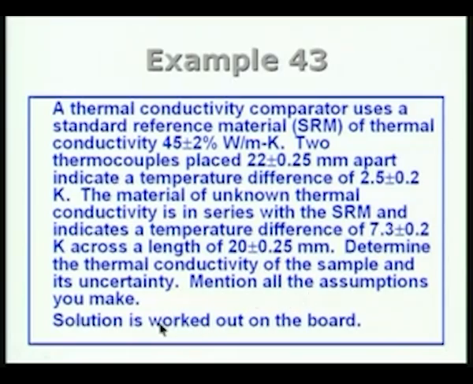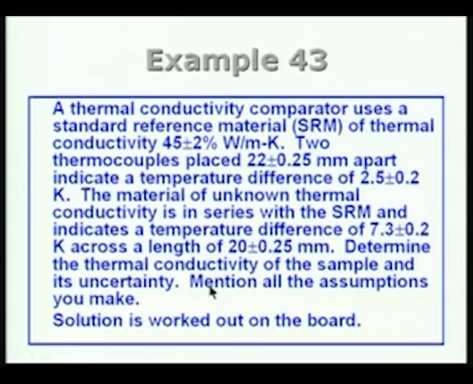All the assumptions you make, you must try to mention them, and we will of course work out the solution on the board. What are the assumptions we make? We already have discussed them. The same amount of heat transfer takes place through the two of them, the SRM as well as the sample. That means there is no heat loss from the lateral direction. In fact, in this case the contact between the two of them need not be very perfect, because the heat transfer itself is not measured.